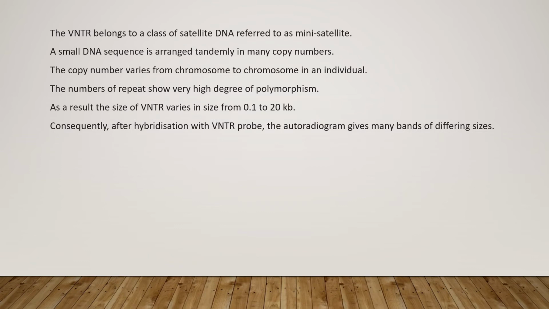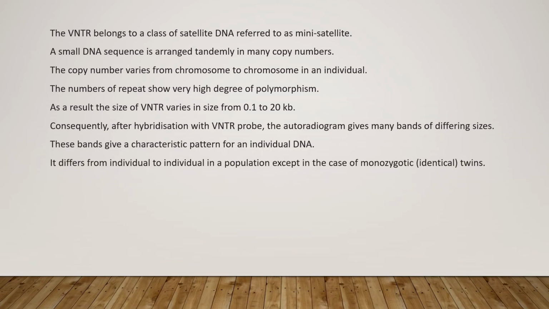Consequently, after hybridization with VNTR probe, the autoradiogram gives many bands of different sizes. These bands give a characteristic pattern for an individual's DNA. It differs from individual to individual in a population, except in the case of monozygotic or identical twins.